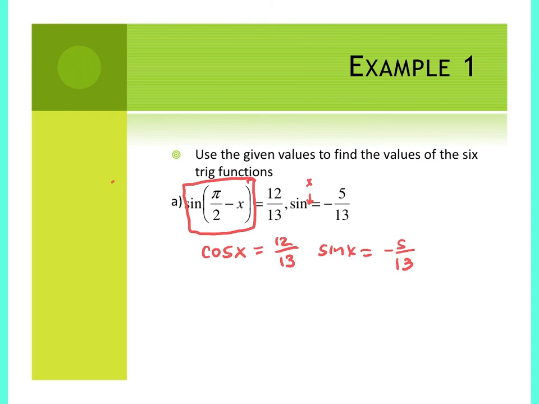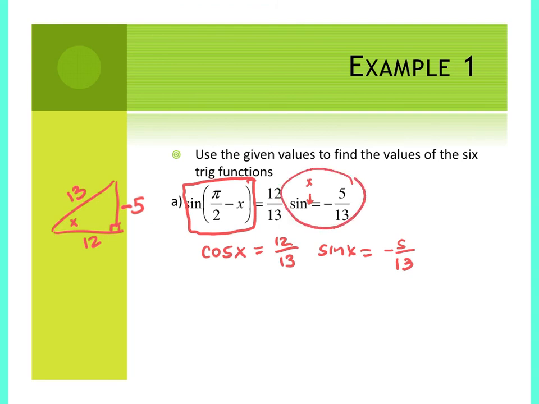Triangle. Set up a right triangle. This time I'm going to put x in the corner, but it's the same thing as theta. Cosine being 12 over 13 is adjacent over hypotenuse. Sine is negative 5 over 13. So that negative could have gone with the 5 or with the 13, because it's opposite over hypotenuse and the hypotenuse is always positive, I know the 5 gets the negative.